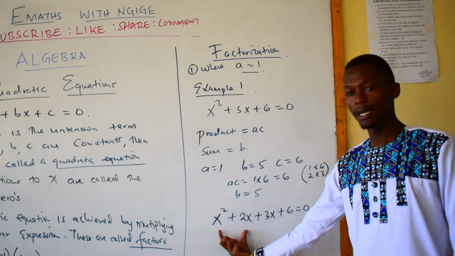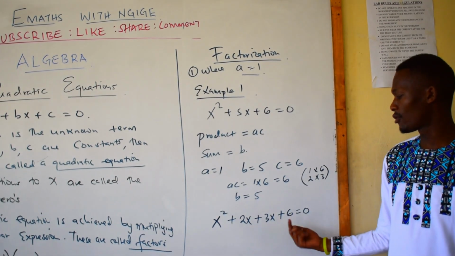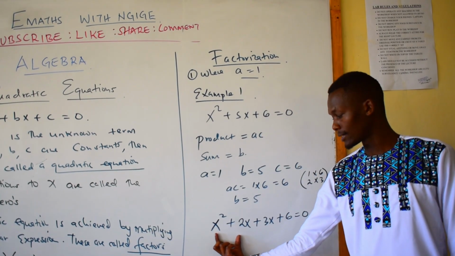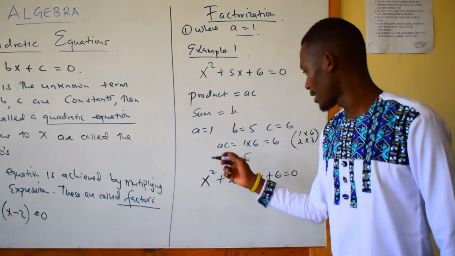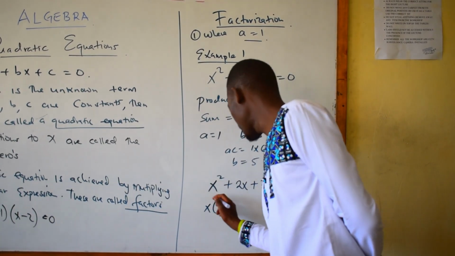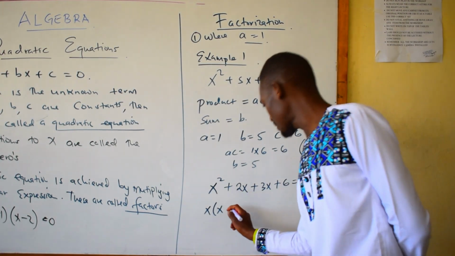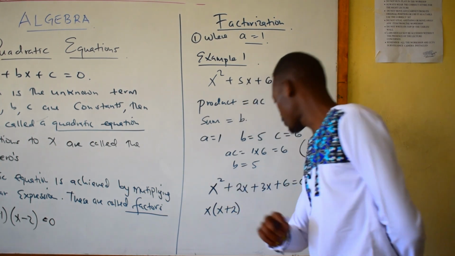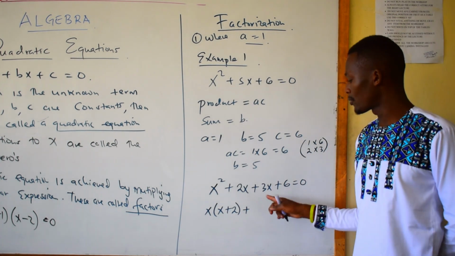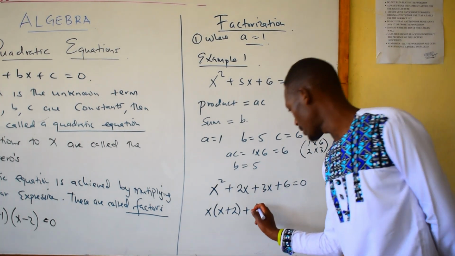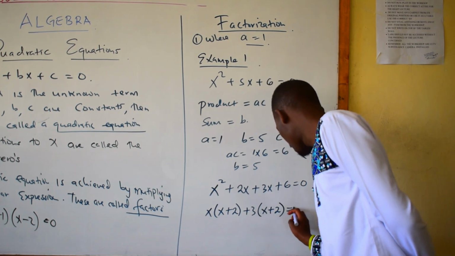So now take the terms in pairs, the first, second, third, and fourth. So you can take these two as a pair and these as a pair. What do we have in common between this and this? We have x. So you factor out x outside, and you remain with x plus 2. Then you come and take the second pair. What do we have in common between 3 and 6? We have 3. Then you remain with x plus 2.